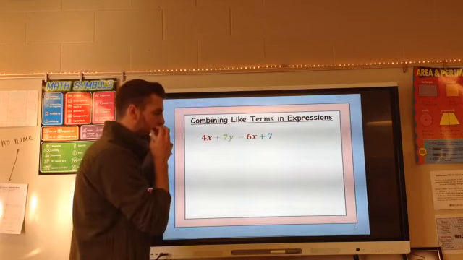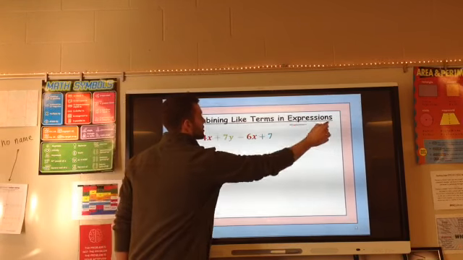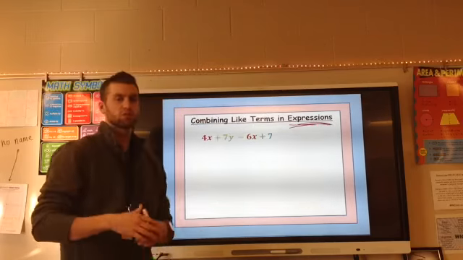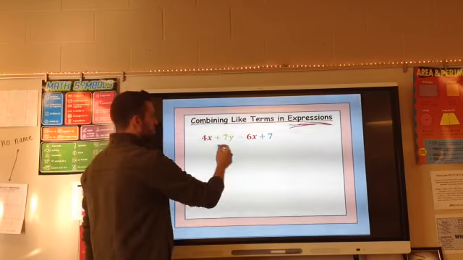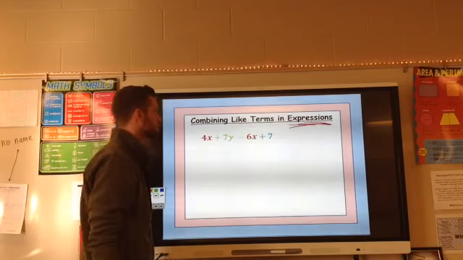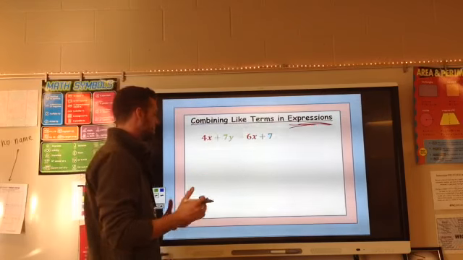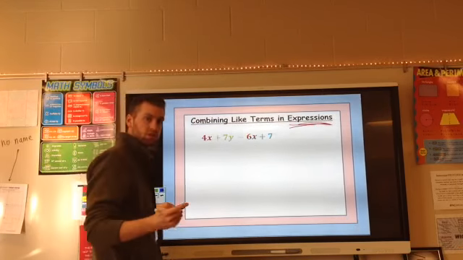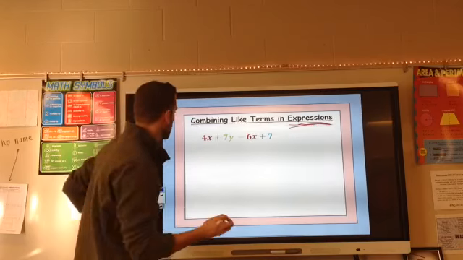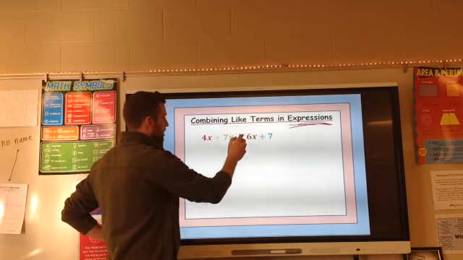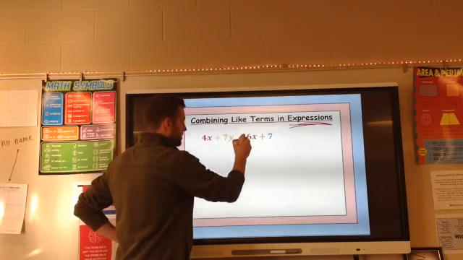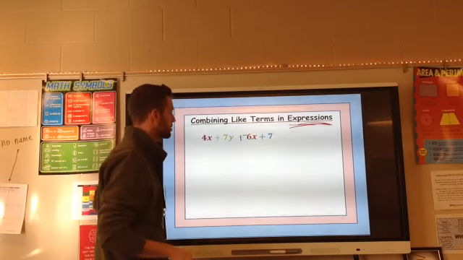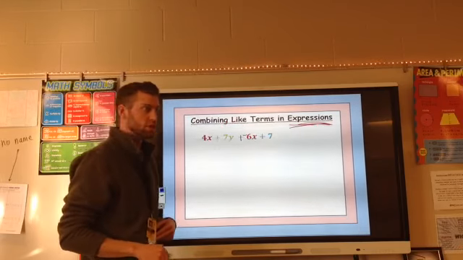Now, here are some combining like terms and expressions. Remember, expressions do not have equal signs in them. I don't see an equal sign, but I do see an expression. Now, remember, like terms, variables and exponents. I have a 4x and I have a negative 6x. I'm going to change my subtraction to an addition problem and then do the opposite.